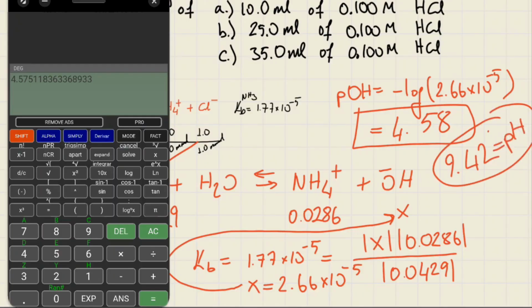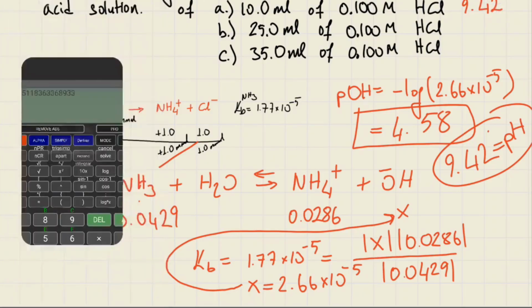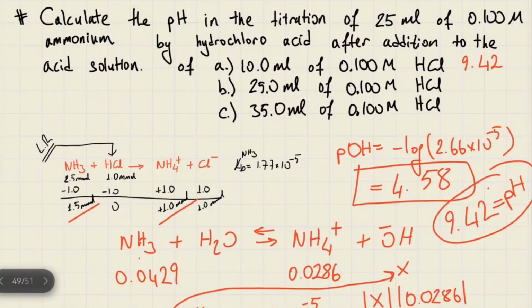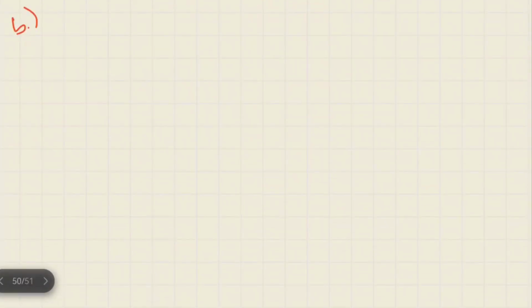14 minus 4.58. So here pH is 9.42. So we can continue with what will be at the equivalence point. So we will add 25 milliliter of HCl and we will have 25 milliliter of the ammonia.